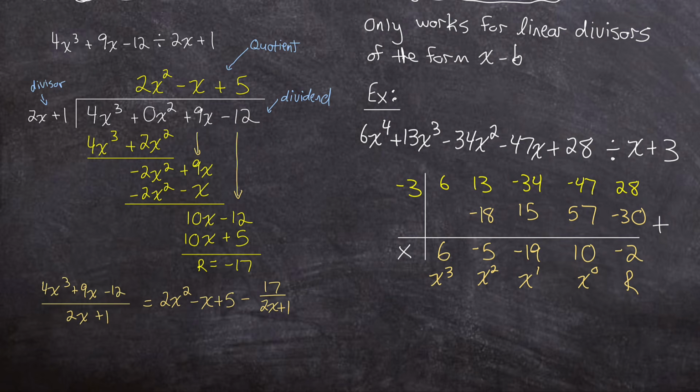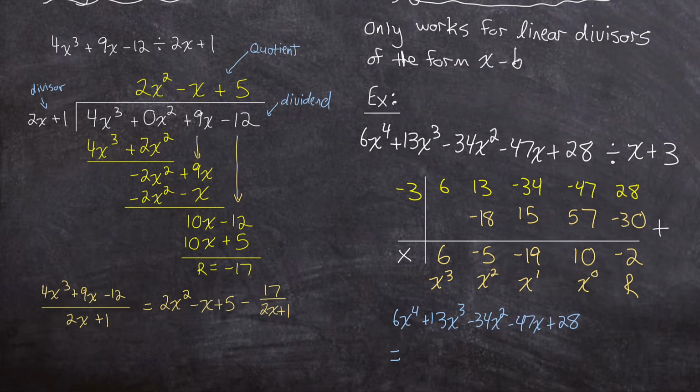We could write that just like the last one in what's called quotient form, or there's another way. We could write it in its multiplication statement form. And how that would look, you would split up the original dividend into a product of the divisor and the quotient plus the remainder.